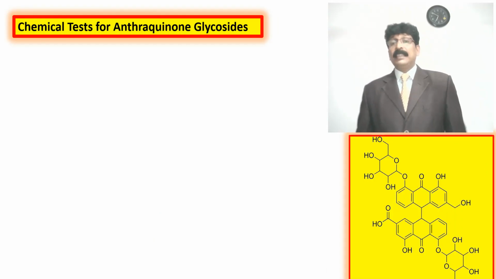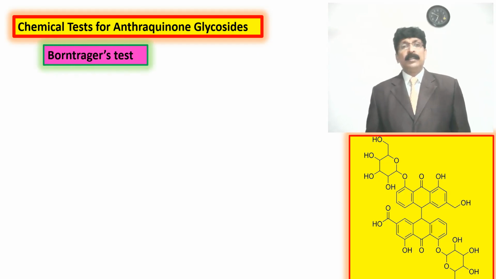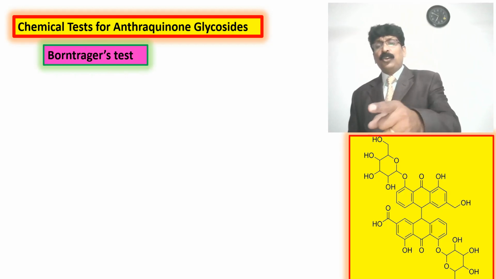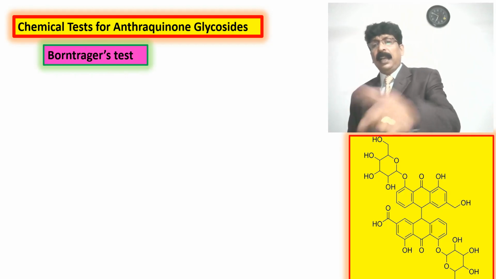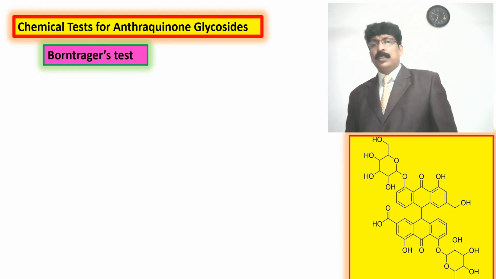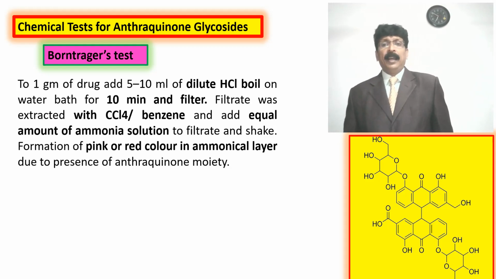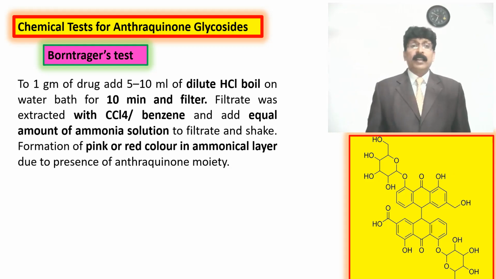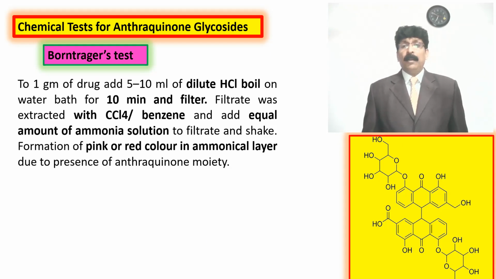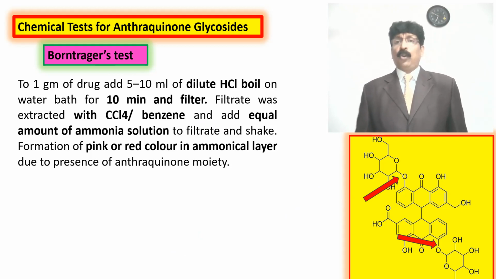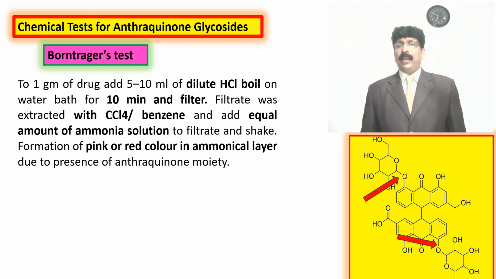This is the structure of anthraquinone. First, the test is Borntrager's test. This anthraquinone has a linkage of 2 glucose molecules by O linkage. You can see the chemical structure clearly, which is shown with O linkage. You see the arrow, 2 O linkages with the glucose molecules. The aglycone and the glycone are linked with an O linkage.